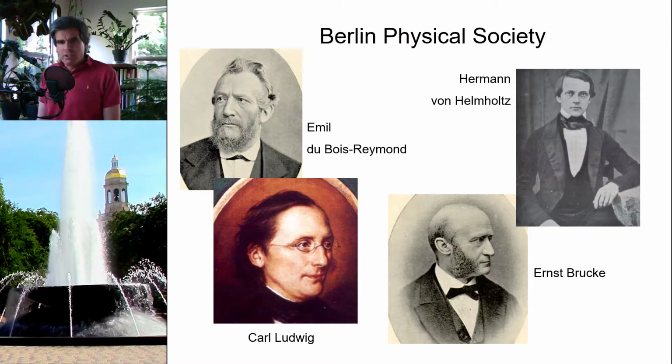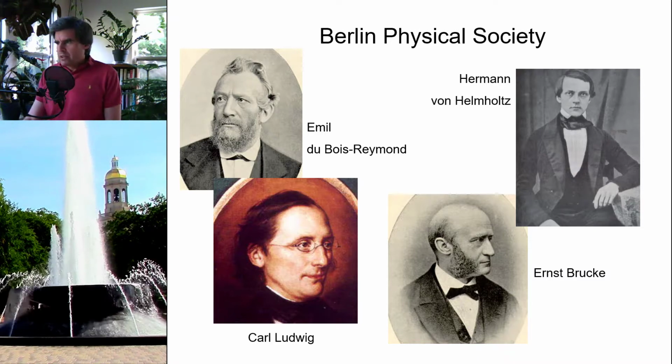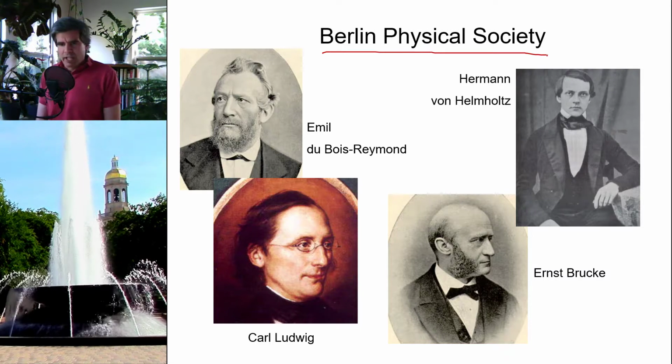Well, the people on this page were all students or followers of Müller. And together with Müller, they formed a small club, and the name of their club was the Berlin Physical Society. So the Berlin Physical Society was a small private club, and the key theme in this club is that they were opposed to dualism.